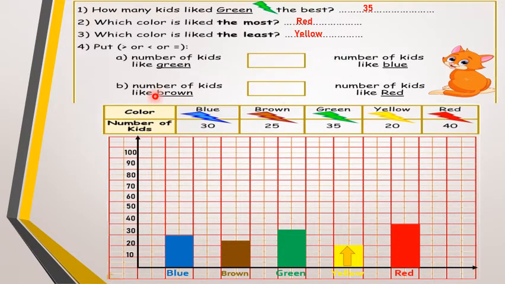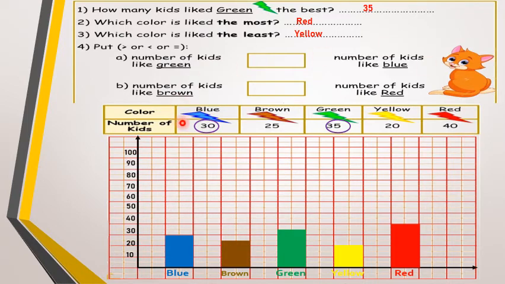So it's yellow. Here I want to compare the number of kids who like green and the number of kids who like blue. To compare between them, I will look at the two bar graphs, the green one and the blue one. Which is bigger? This bar or this bar? This is bigger, so the number of green is bigger.